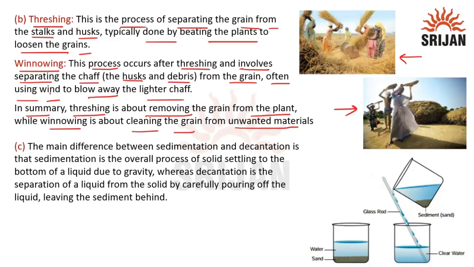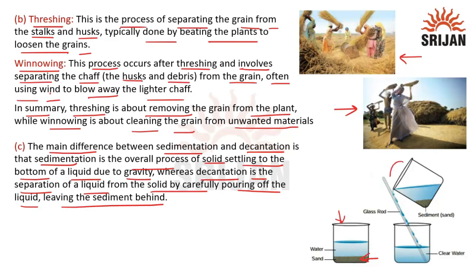Now we have to differentiate between sedimentation and decantation. The main difference between sedimentation and decantation is that sedimentation is the overall process of solid settling to the bottom of a liquid due to gravity, whereas decantation is the separation of liquid from the solid by carefully pouring off the liquid, leaving the sediment behind. So this is sediment, this is sedimentation, and this is pouring out the liquid and we get the clear water. So this is the decantation process.